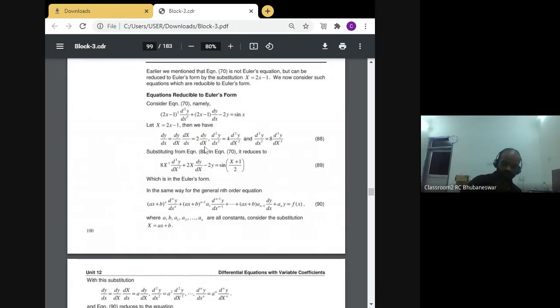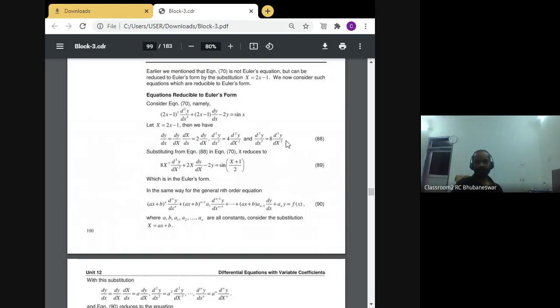In the same way, we calculate the second derivative d²y by dx², and we get 4 into d²y by dX². Again we calculate the third order derivative of y, and it will be 8 d³y by dX³. We calculate up to the third order derivative because the differential equation contains the third order derivative, the first order derivative, and so on.